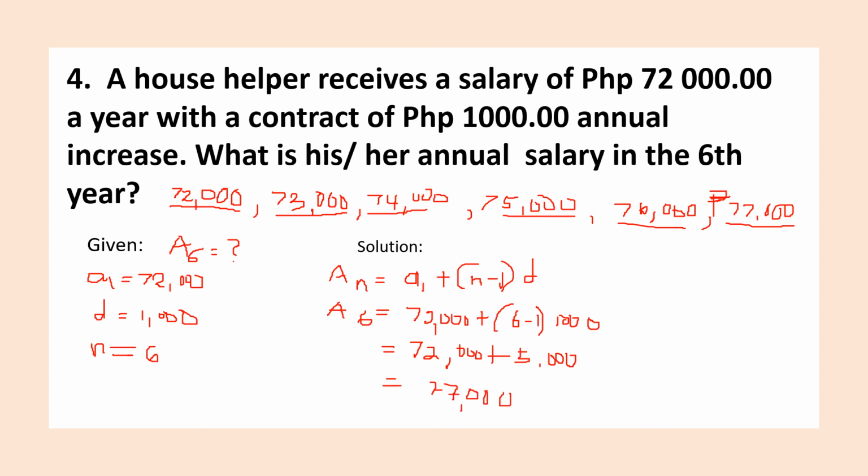So, therefore, the salary or annual salary of the house helper in the 6th year is 77,000 pesos. Or that is our A sub 6.